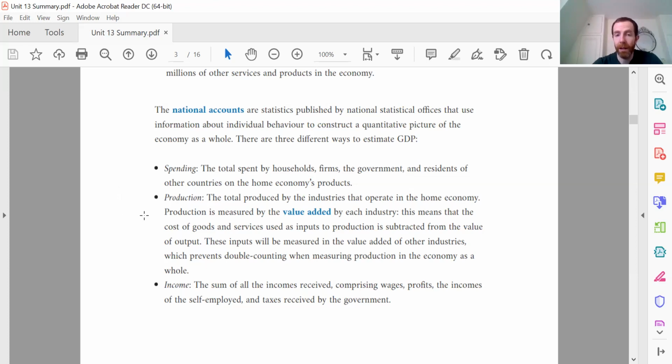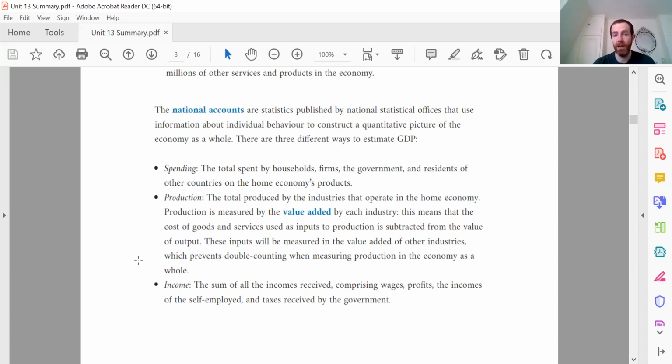Way number two is to look at the production side, and to look at the value added by each industry. Now, we're going to get a nice example of this in a little bit, so I won't go into too much detail here. But what do we mean by that? Well, when a good is being produced, it potentially has to go through several different stages. And what we do is look at the value of all of the inputs into one particular stage, and then the value of the output that that industry produces. And the difference between those things is what we mean by value added. So how much monetary value has been added by that particular industry.